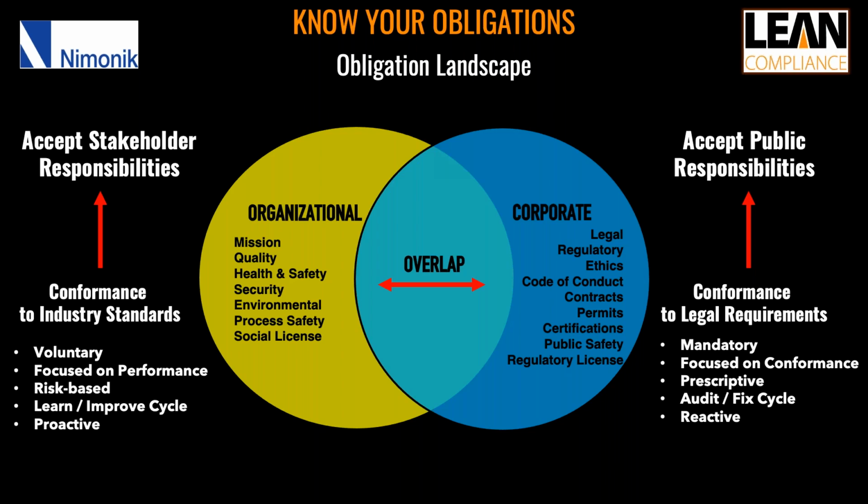And some of you may have already seen this in some of my other presentations. This is a really helpful picture of the obligation landscape. I'm going very quickly here, but I just want to highlight a few parts of this. The right-hand side is the part that we tend to focus on mostly in organizations. It's the corporate requirements. This has to do with accepting public responsibilities. These tend to be more legal obligations or regulatory, code of conduct, dealing with permits, regulatory license obligations. And that makes sense. We need to do this.